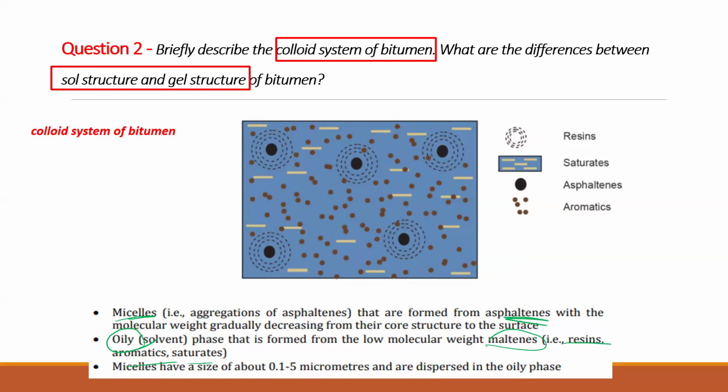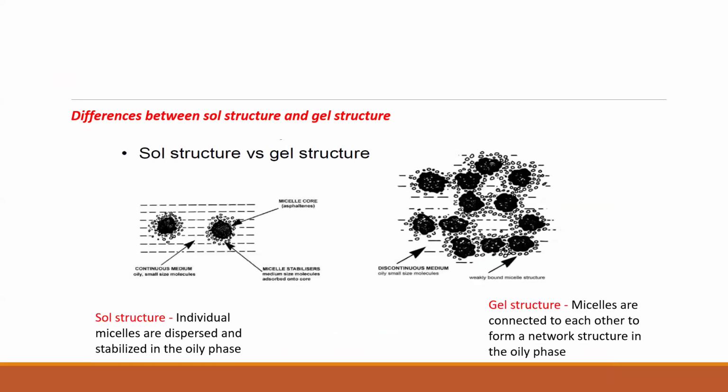Okay, let's move to the next part. Sol structure and the gel structure. Anyone know the answer for the sol structure and gel structure? What do we mean by sol structure and gel structure? In the sol structure, sol means solution. In that one, the micelles are individually dispersed, so they are not connected.